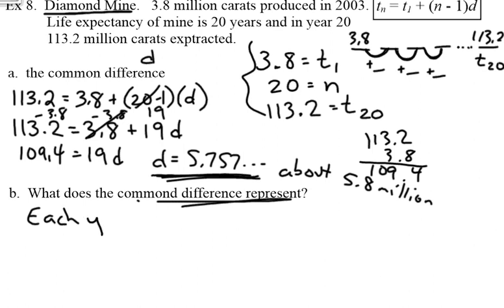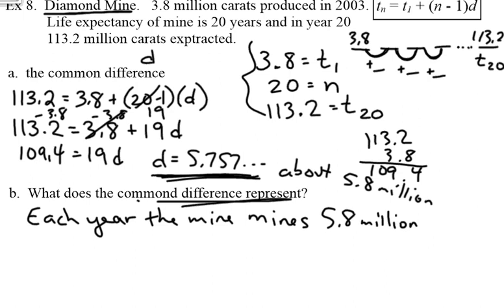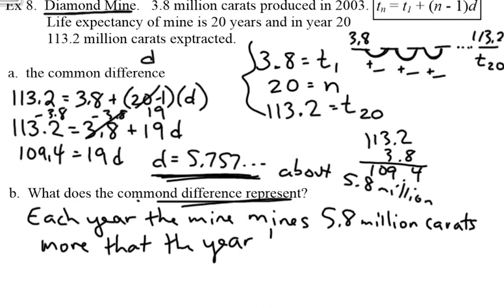That means that each year the mine gets 5.8 million carats more than the year before. So that is what the common difference tells us. Got 3.8. They got 5.8 million carats more the next year, which would take you to 9.6. Then they got 5.8 million more carats the next year than the 9.6. So that's what your D value tells you.